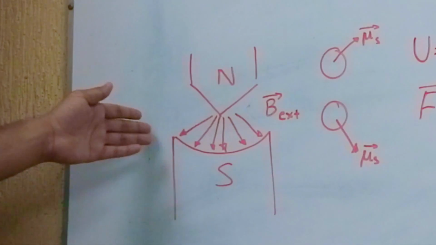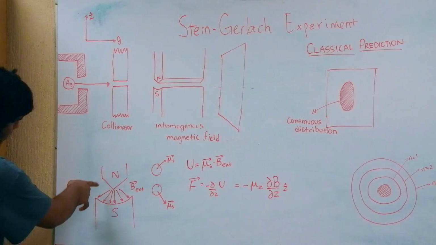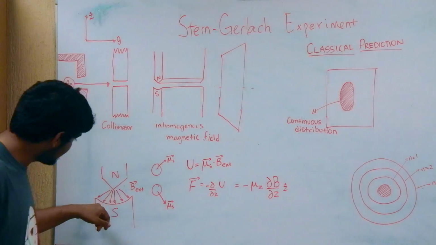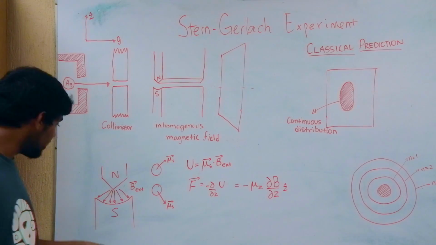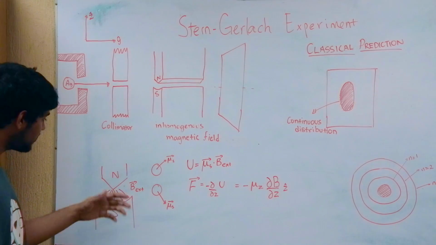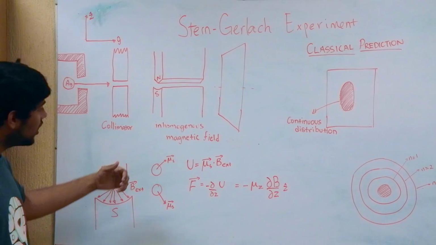Here is an illustration of how the magnetic field looks. This is the pointed north pole piece, which produces a strong magnetic field at the top, and this is the south, where it's a lot more spread out. So there's obviously a difference in the magnetic field between the north and the south.